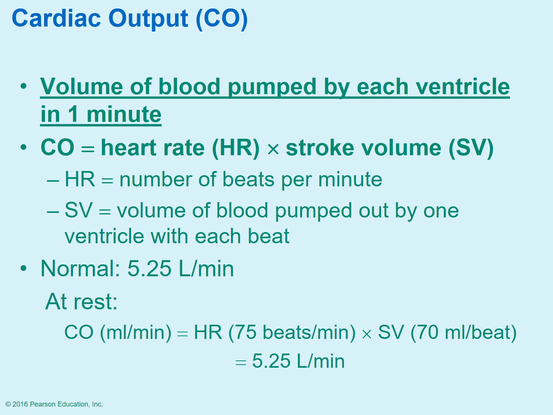Normal cardiac output is about 5.25 liters per minute at rest. And so this is showing you that on average heart rate's about 75 beats per minute, stroke volume's about 70 milliliters per beat, and so you just multiply the two, and that's how it came up with 5.25.